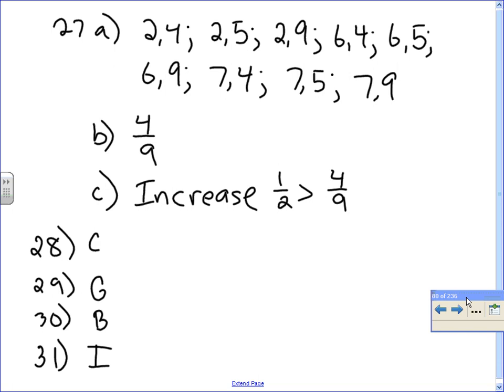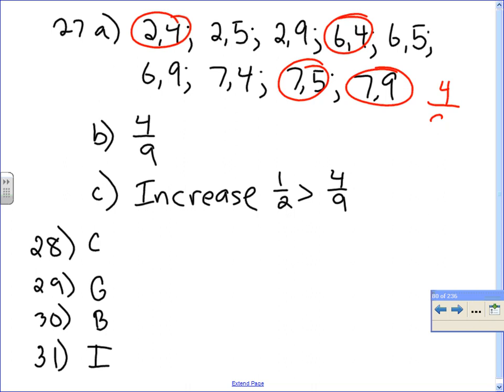So if you look at B, it asks for the probability that the sum of the two numbers you chose is even. So all you have to do is circle the ones that have a sum that's even. There's 4, so 4 out of 9 have a sum that's even. You could also use the multiplication counting principle here to determine how many outcomes there are: 3 times 3 for the first hat and second hat, so there are 9 possibilities.